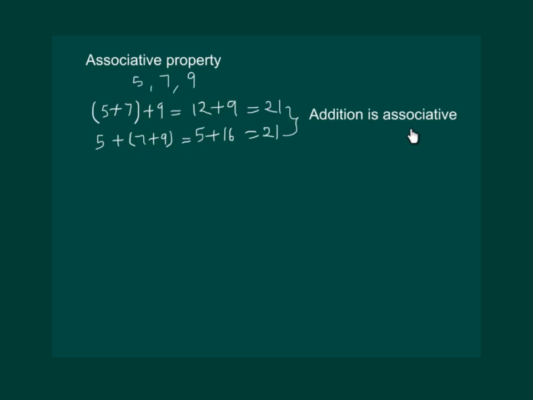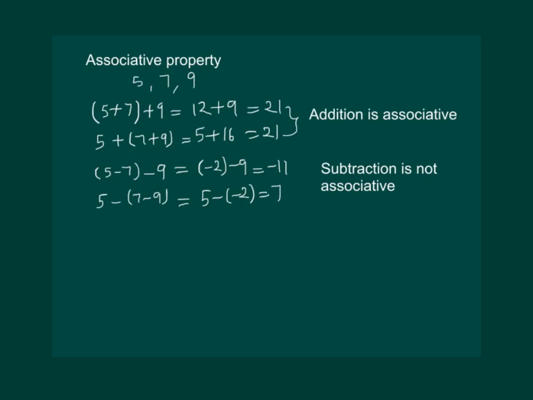Now let us check associativity of subtraction. Say we subtract 5 minus 7 and then subtract 9 from it. We get minus 2 minus 9, that is equal to minus 11. And now let us first subtract 7 minus 9 and then 5. We get 5 minus of minus 2, which is equal to 7. Clearly, the order in which we subtract these three numbers will change our answer. So we can say that subtraction is not associative.